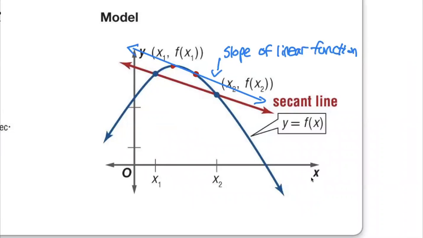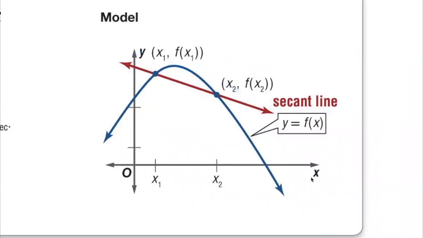Got it? So in this example, they want to find the average rate of change of this point and this point. How can we do that? We're going to take 2 points here, and then we're just going to draw a linear line. And if you find the slope of that linear line, then you're finding the average rate of change of this region. Understand? So for instance, if you want to find the rate of change of these 2 points, you're going to draw a linear line like this, or the secant line like this. And then by finding the slope of that secant line, you are finding the average rate of change of these 2 points. Hope you understand.